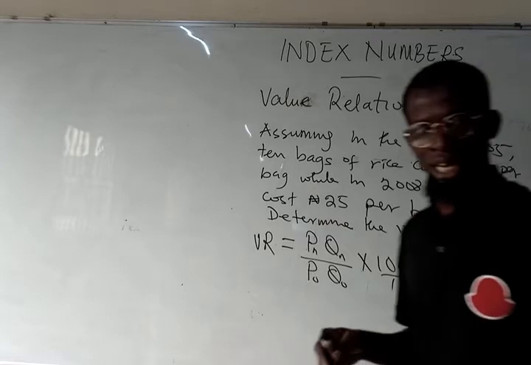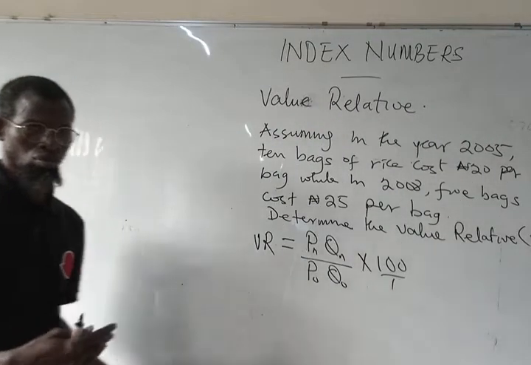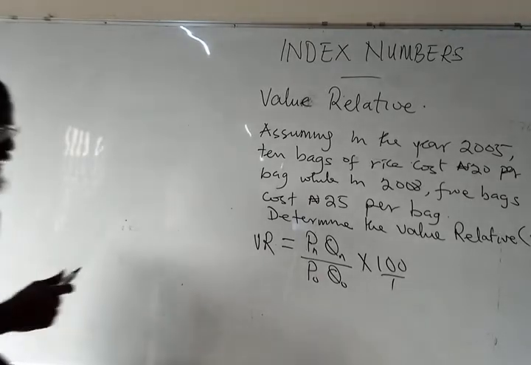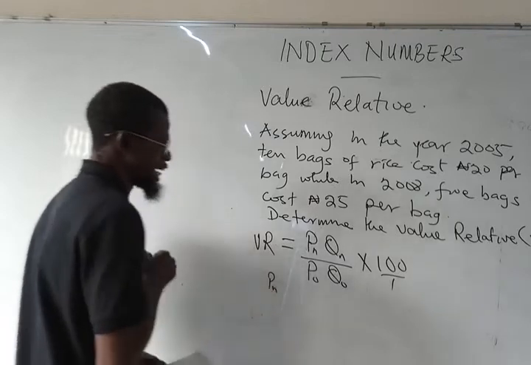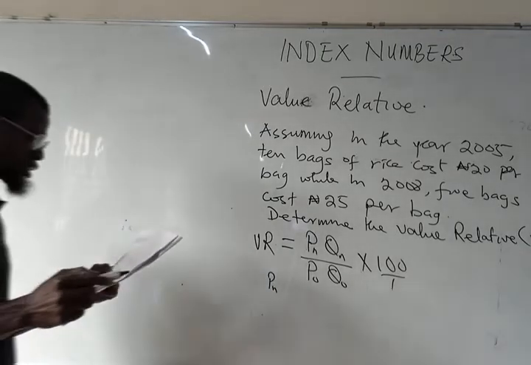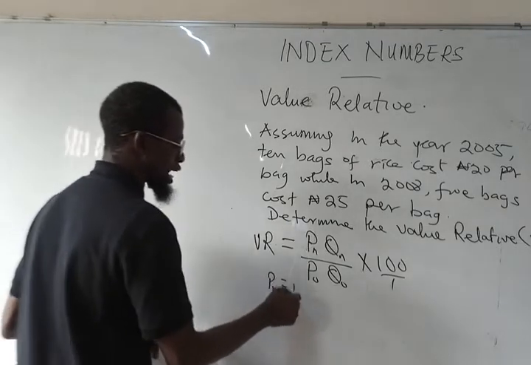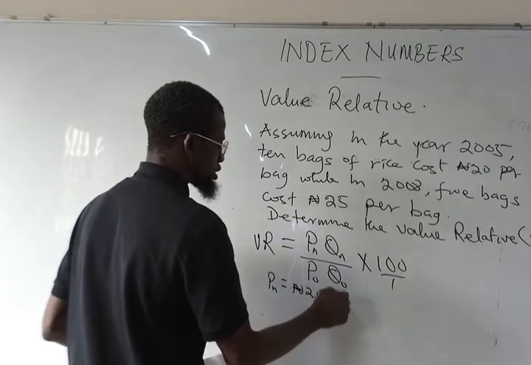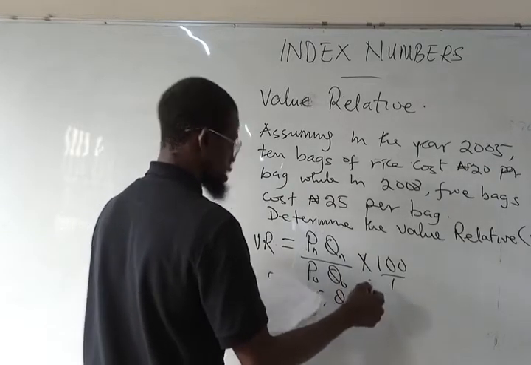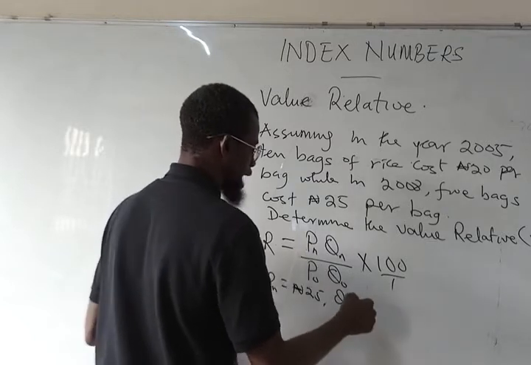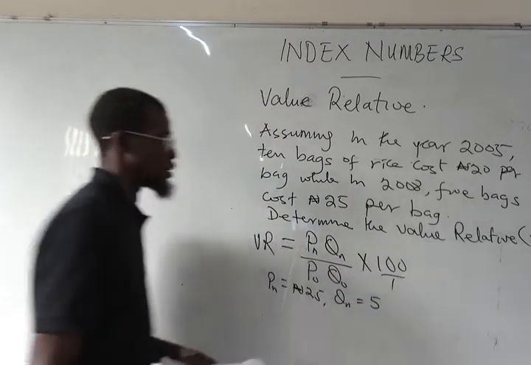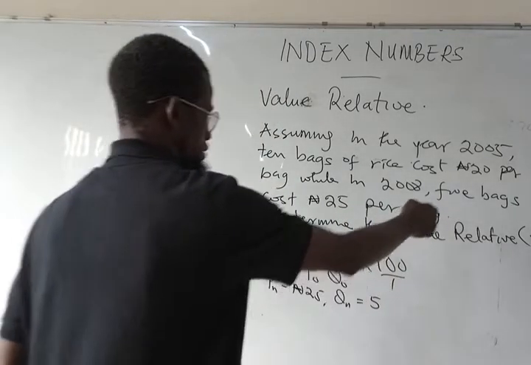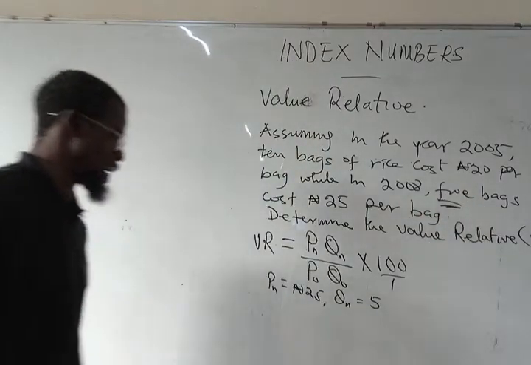2008. Our current year is 2008. So we have our base year, we have our current year. So let's quickly look at this. If you look at our PN, the PN in this case is 25 naira. And our QN in this case is 5. In 2008, that's our QN is 5.